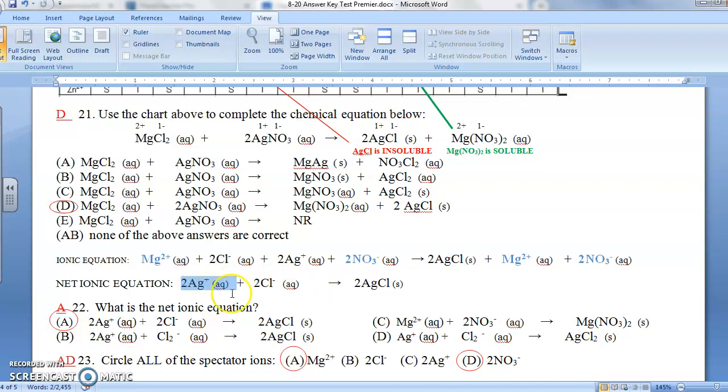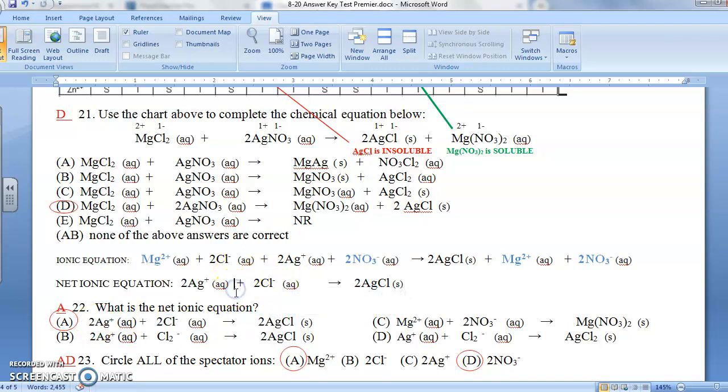So I would write the 2 Ag plus. What did it change into? 2 AgCls. Here I have 2 Cl minuses floating around. On the product side, they're not floating around anymore. So this one did change from Cl minuses floating around to forming a solid precipitate. What happened to the NO3s? I have 2 NO3 minuses. On this side, I have 2 NO3 minuses. Nothing happened to them, so I don't write those either. The ones that did not change, I do not write those. My net ionic equation is the ones that did change. Letter A.